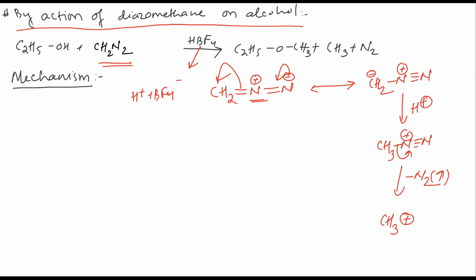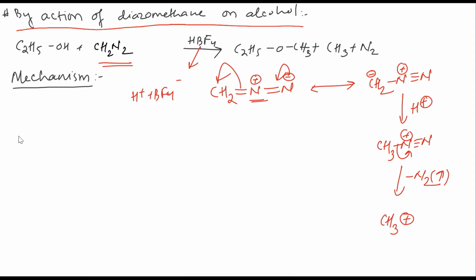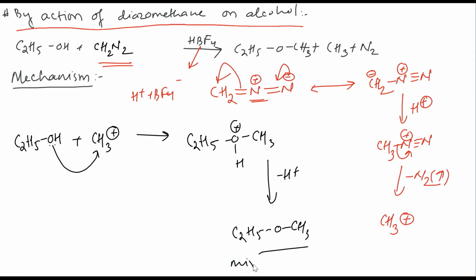Now the ethanol, C2H5OH, will react with this carbocation CH3 plus. The lone pair of oxygen attacks as a nucleophile and there will be formation of C2H5OH plus single bond CH3. The next step will be removal of proton. There is formation of C2H5OCH3. Okay, this is one type of mixed ether.